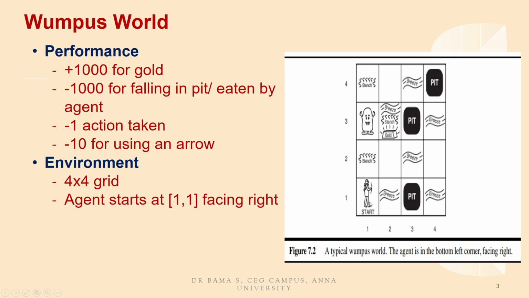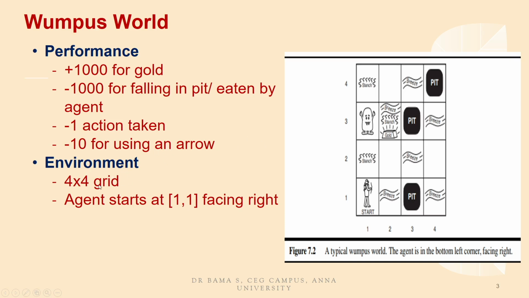The arrow is like when the agent is in a straight line with the Wumpus, he can shoot the arrow and the Wumpus will die, and before the Wumpus is dead, he would give out a big scream. So, by that sense, if he is screaming, that will be one sense by which the agent knows that he is dead. So, for using an arrow it is minus 10.